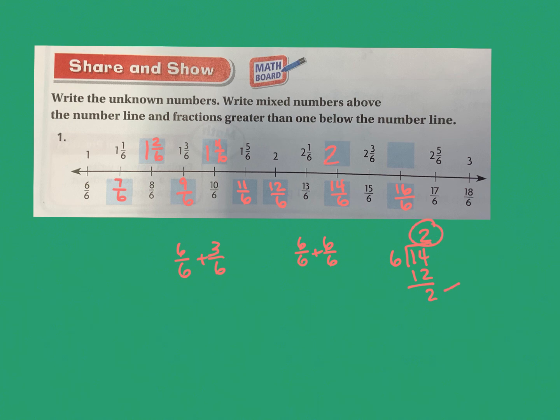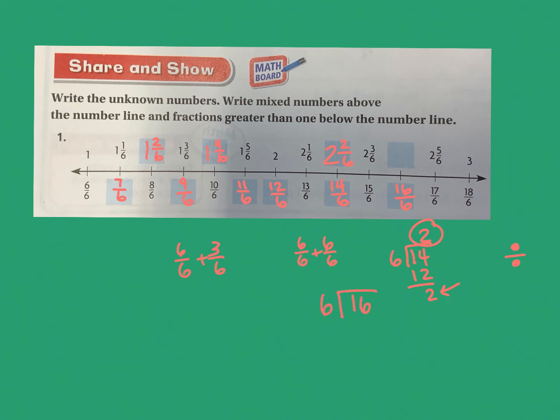And then we still had 2 out of the 6 left over. Let's do the same for this one. 16 sixths. Fractions are really just a number over a number. They're a division problem. So you guys can divide really well, so this makes it easy. 16 divided by 6 will help me get that mixed number.